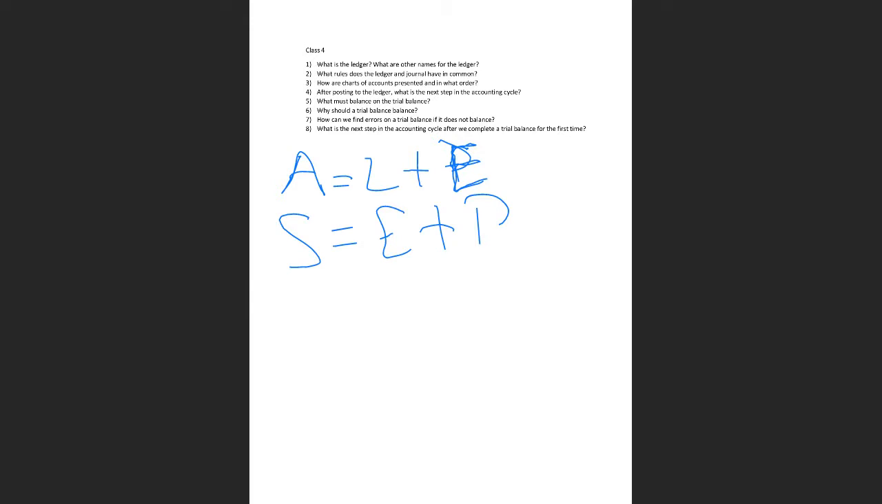What's one technique that we can use to find an error on our trial balance if it doesn't balance?